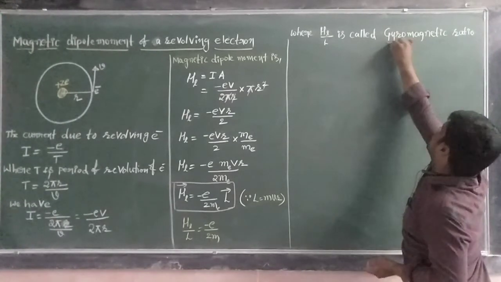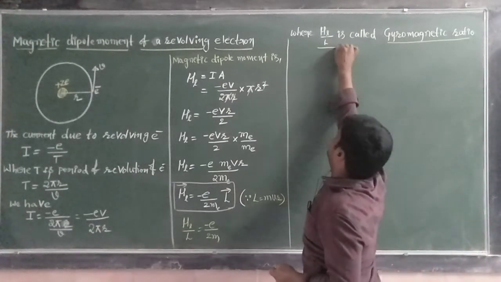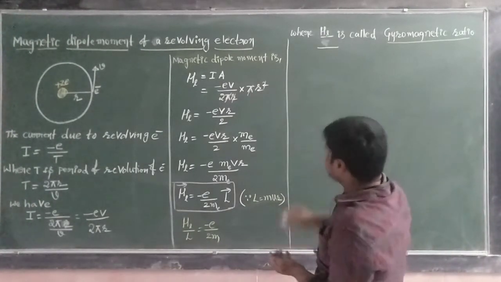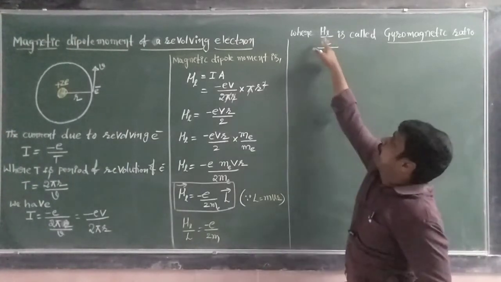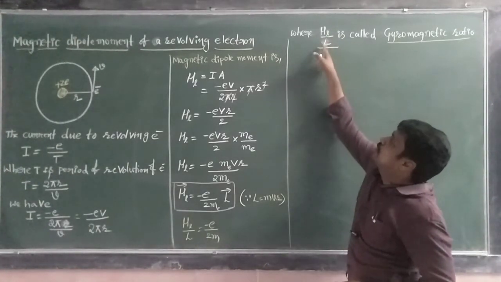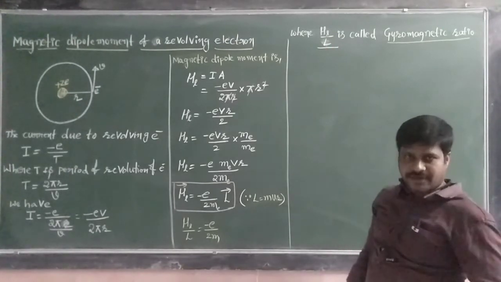How do we define the gyromagnetic ratio? I have given it in the notes. It is mu by L, capital L. The ratio of magnetic dipole moment to angular momentum is called the gyromagnetic ratio.